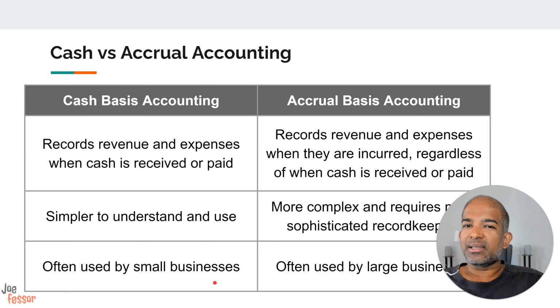If you're a small business, typically all your transactions are settled in cash immediately, right? If a customer buys a product or a service from your business, typically it's going to be settled in cash immediately, right? On the other hand, accrual accounting is often used by large businesses, right? Why might that be the case?